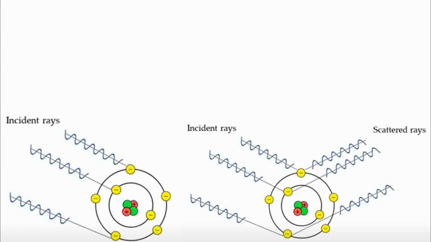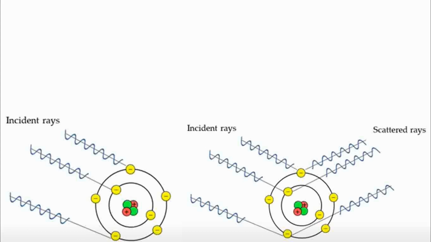Okay, now coming to the schematic diagram. This is basically the X-ray, and it is coming to a particular atom, which has an electron cloud revolving around it. This electron cloud experiences the incident X-rays, and on interacting with the X-rays, it will absorb them. It will absorb the X-ray, but at the same time it will become very unstable.